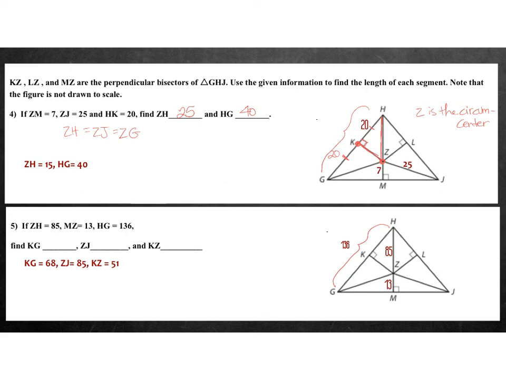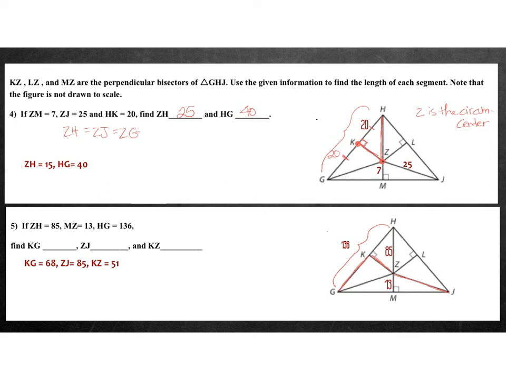It asks me to find KG, so I'm going to find this distance right there. It asks me to find ZJ, so let's identify ZJ as this distance right here. And I also have to find KZ. KZ is right here. Okay, ladies and gentlemen, let's get started.